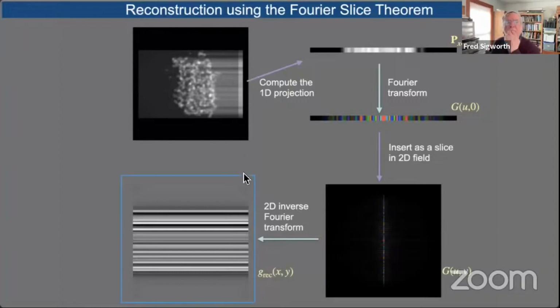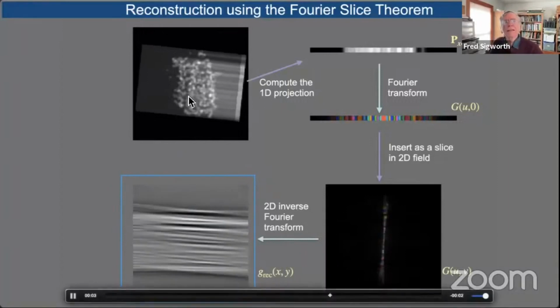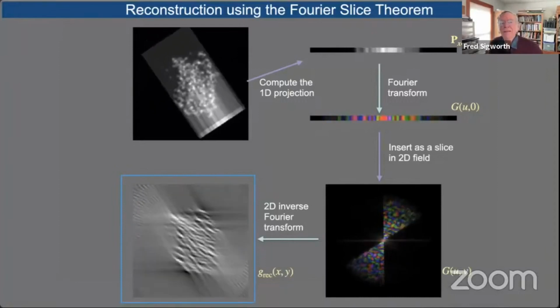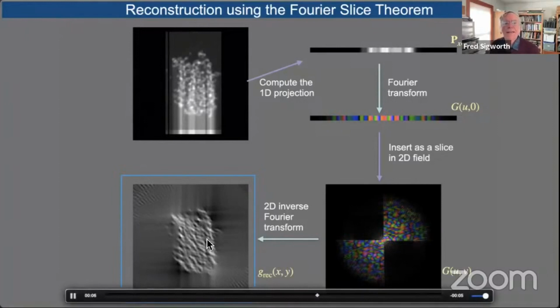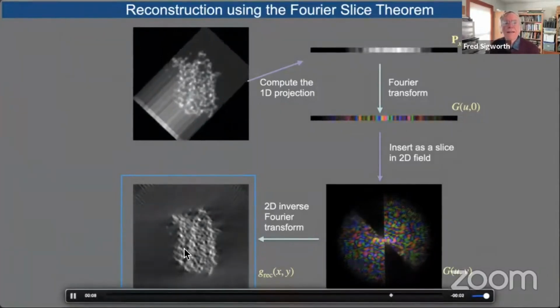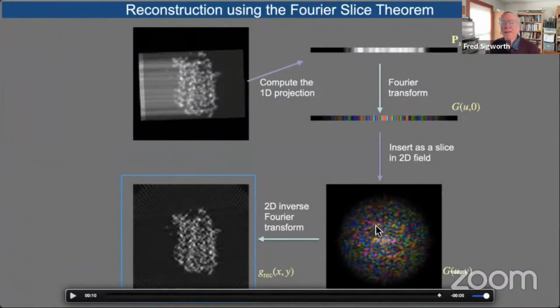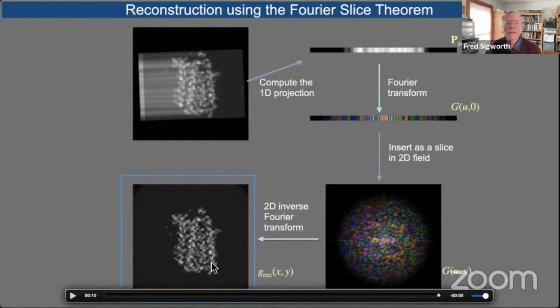And then we start taking projections at slightly different angles. As we take different angles, we start filling in more of this 2D Fourier plane. And so we continue and take a whole bunch of angles. You can see that we're starting to get something that looks like the original object. In fact, once we fill in the entire plane, we have a pretty good reconstruction of the original object.